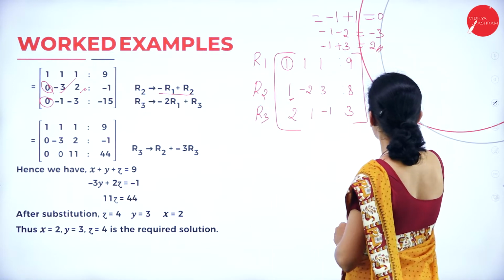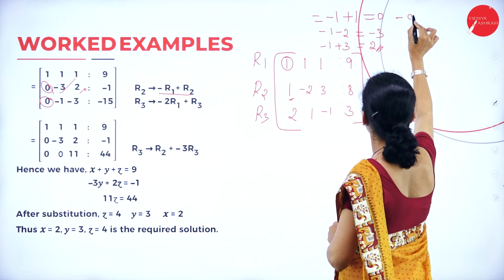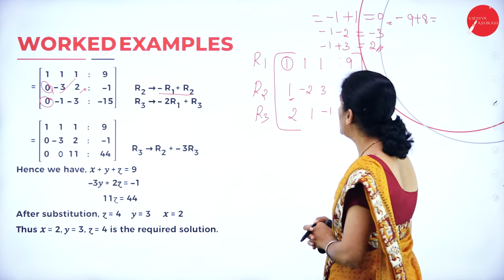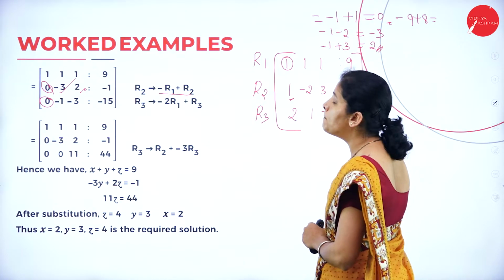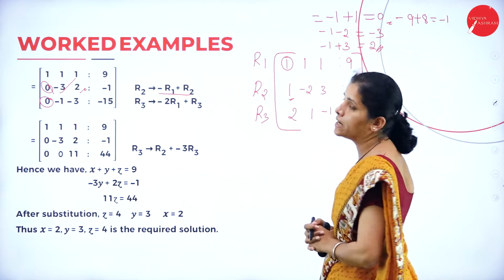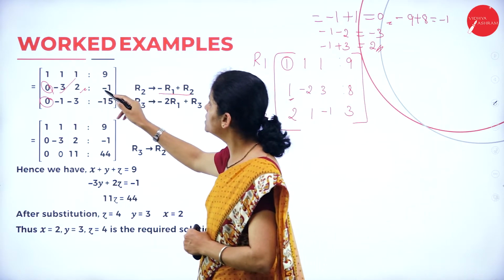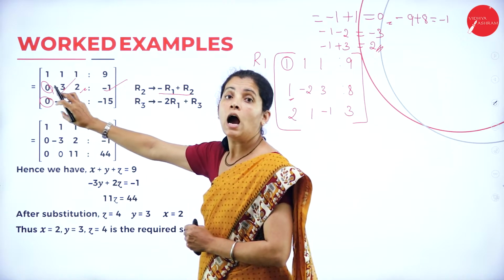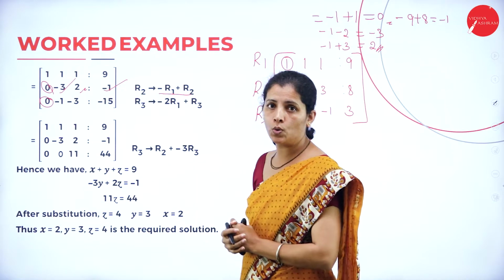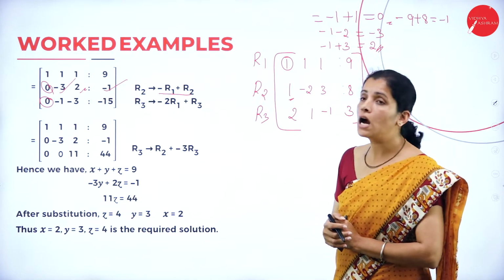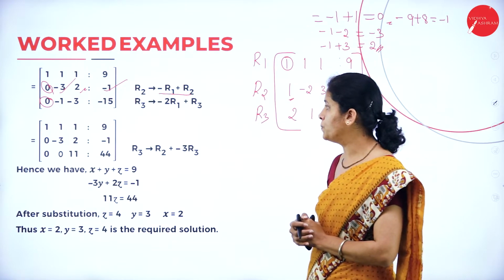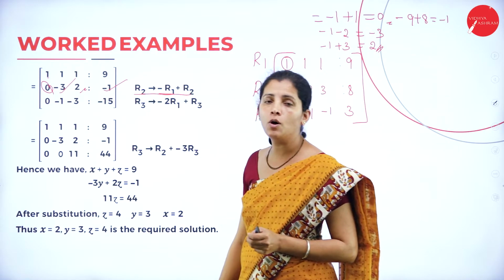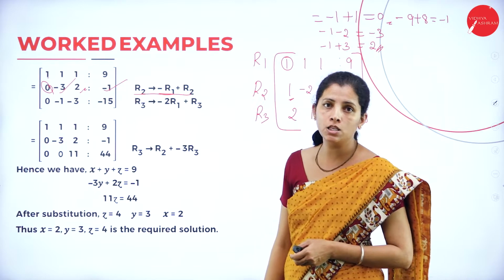Now I have minus 9 plus 8. What is the answer I'm going to get? That is minus 1. Now I want to make another digit, R3's first element, 0. What do I want to do? I want to make R3's first element 0. So, dear student, after applying this formula, I got 0, minus 3, 2 and minus 1.